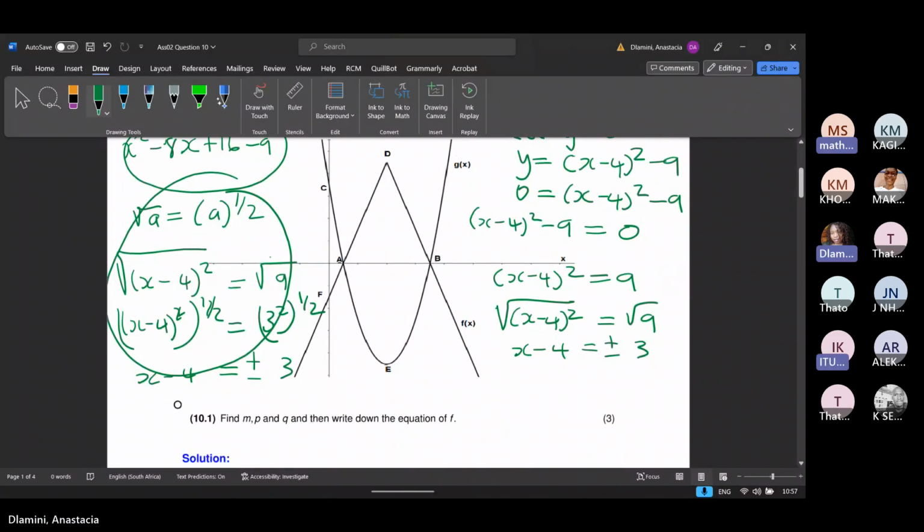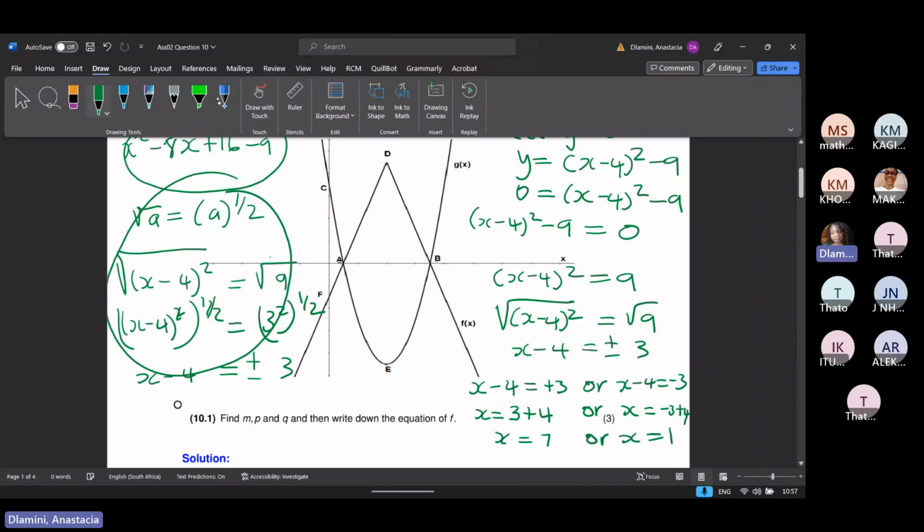Yes, thank you. Since we have plus or minus 3, then x minus 4 is equal to plus 3, or x minus 4 is equal to minus 3. Then we simplify. So x is equal to 3 plus 4, or x is equal to minus 3 plus 4. So x is equal to 7, or x is equal to 1.